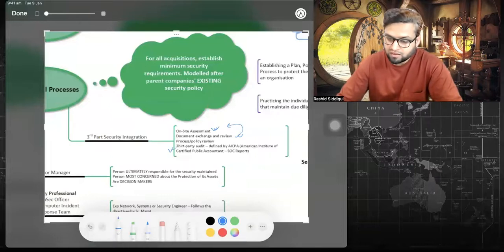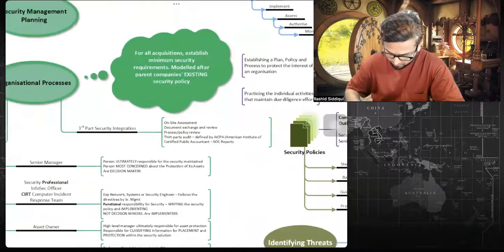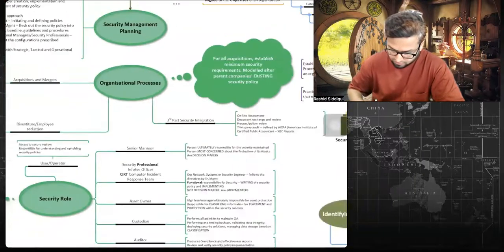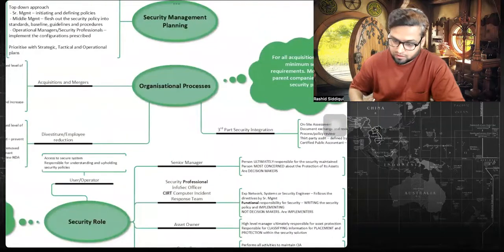Sometimes on-site assessment is not feasible due to many reasons. Then we rely on the SOC reports, right? So these are the things. These are the important points, basically, when it comes to some extra-organizational processes in security governance.